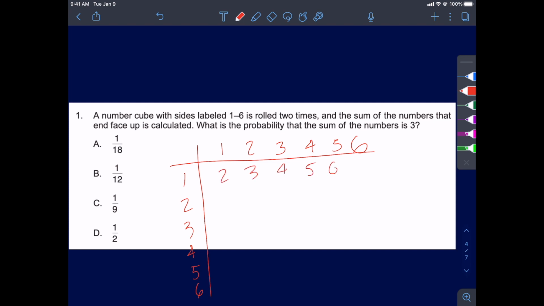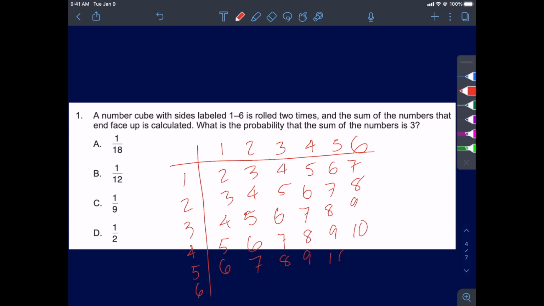1, 2, 3, 4, 5, 6, 7, 3, 4, 5, 6, 7, 8, 4, 5, 6, 7, 8, 9, 5, 6, 7, 8, 9, 10, 6, 7, 8, 9, 10, 11, 7, 8, 9, 10, 11, and 12. Those are all the different sums we can get when we roll 2 dice. So there are 36, 6 by 6. We're out of 36. How many sums add to 3? Well, we can see there are 2 of them. 2 out of 36 simplifies to 1 out of 18.